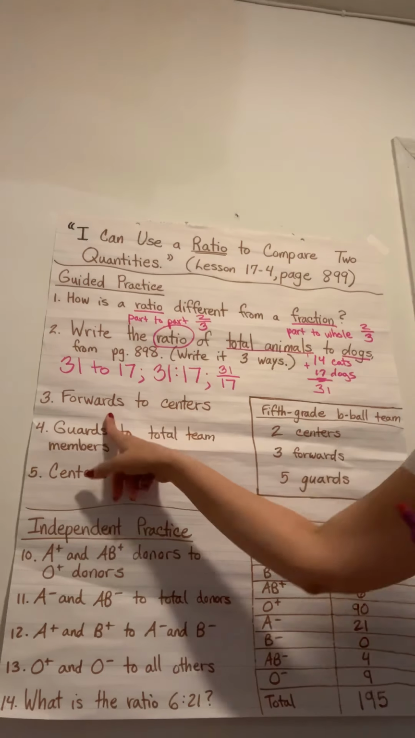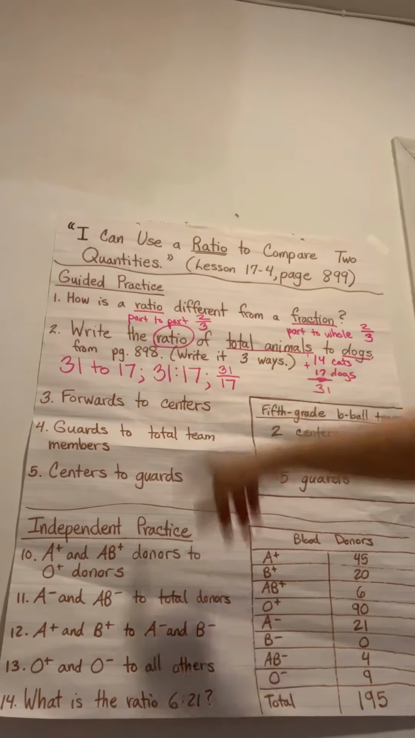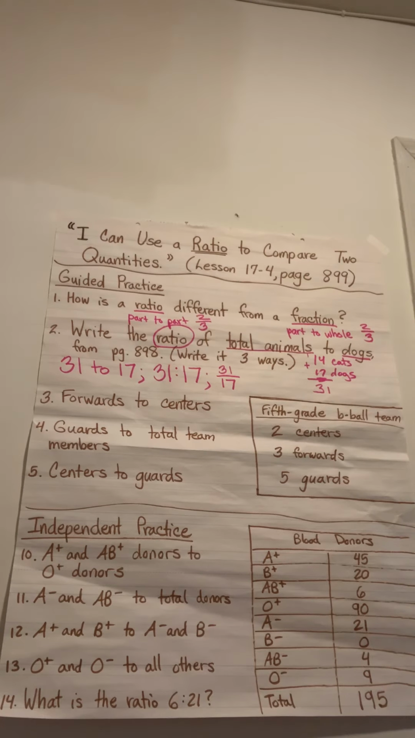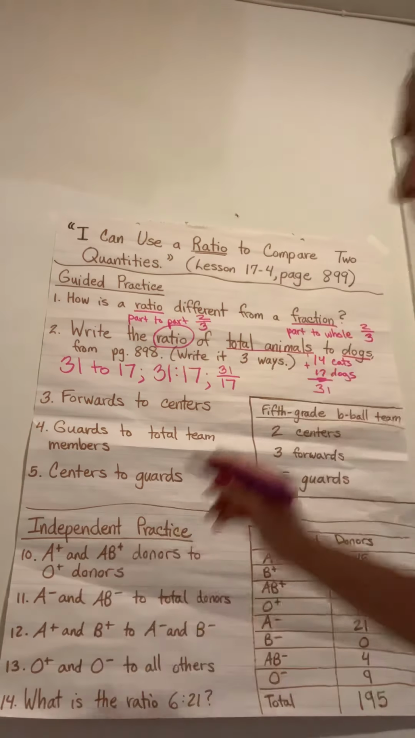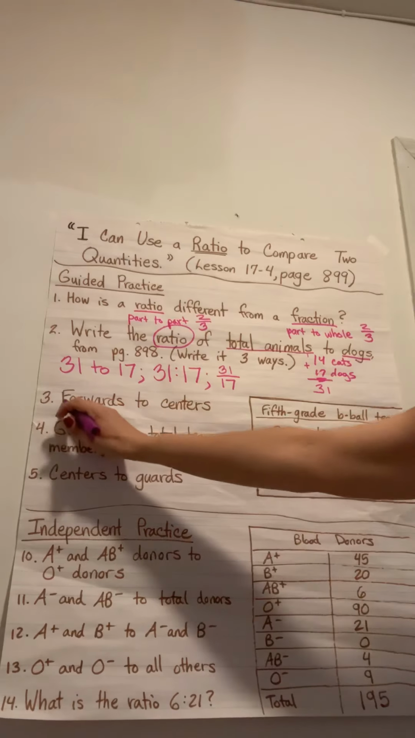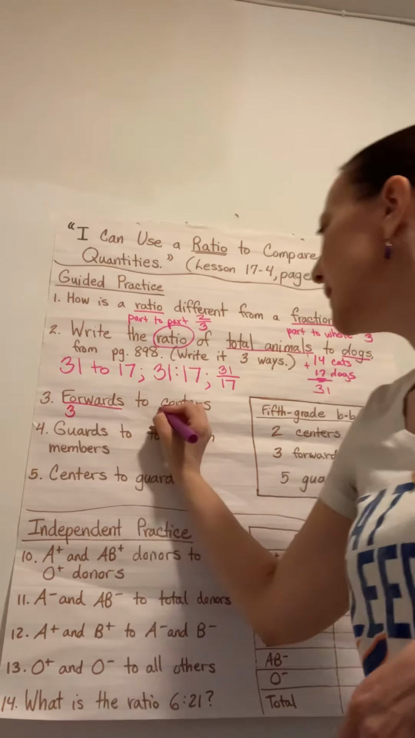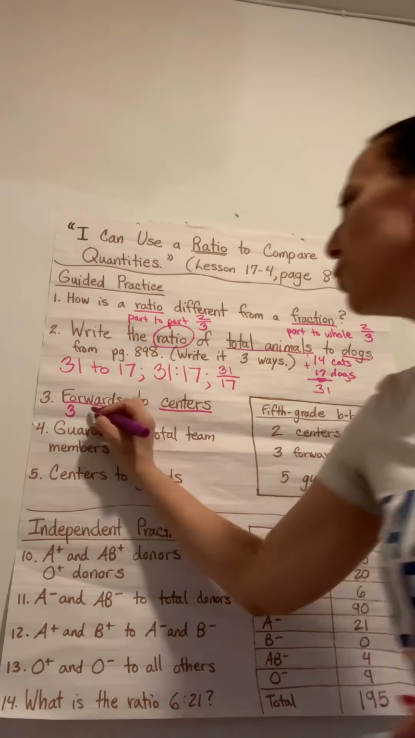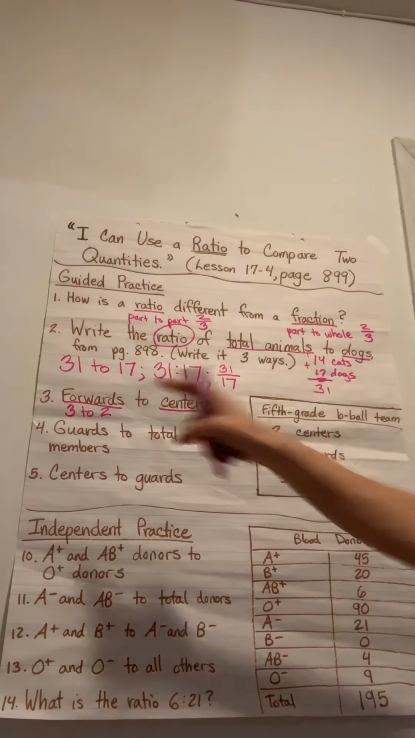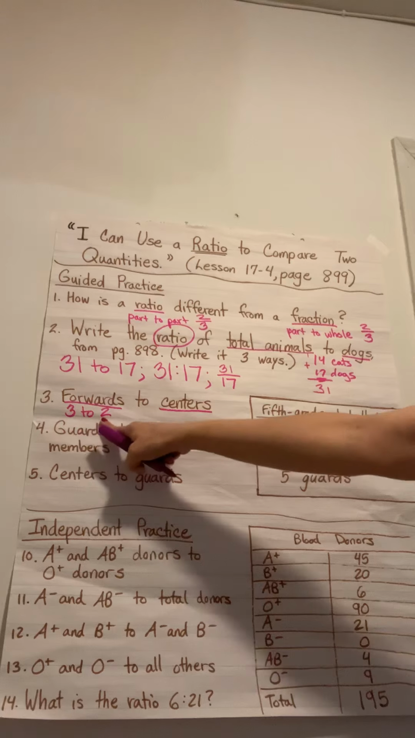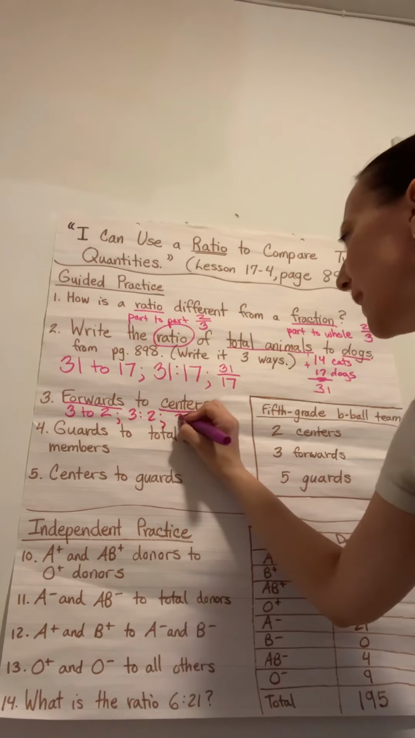So the first one asked me to write a ratio for forwards to centers. And in the directions here, they asked me to write the ratio in 3 different ways so we can continue to practice the different ways we might write a ratio. So if I'm looking at forwards, this is the first thing. So that 3 is going to go first. Centers is the second thing, so that 2 is going to go second. So I can write that the ratio, the relationship between forwards and centers is there are 3 forwards to 2 centers. Or I could write it with the colon, or I can write it as a fraction.